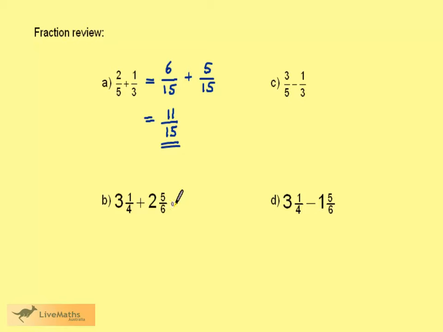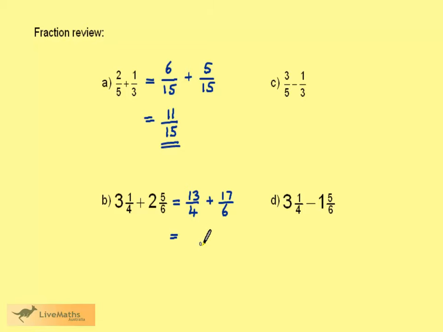For adding mixed numbers, there is more than one approach. Let's start by converting them into improper fractions. 4 times 3 is 12, add 1 is 13, so 3 1/4 can be written as 13 quarters. 6 times 2 is 12, add 5 is 17, so 2 5/6 can be written as 17 sixths.